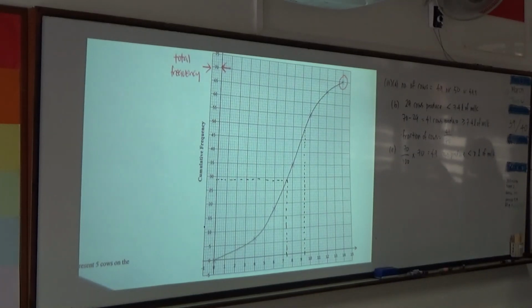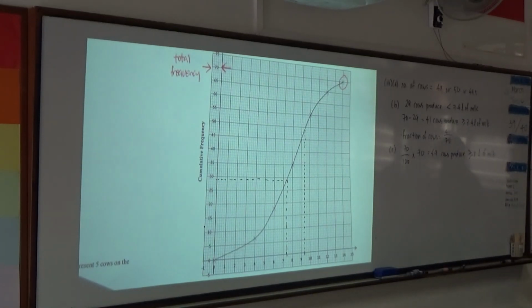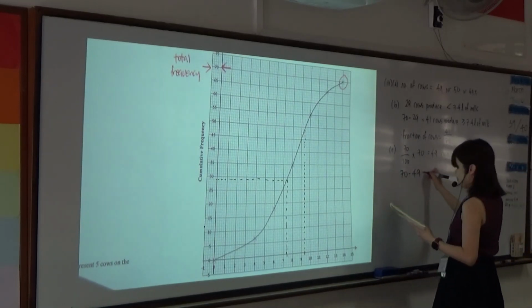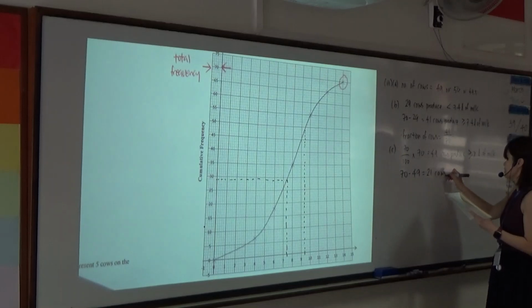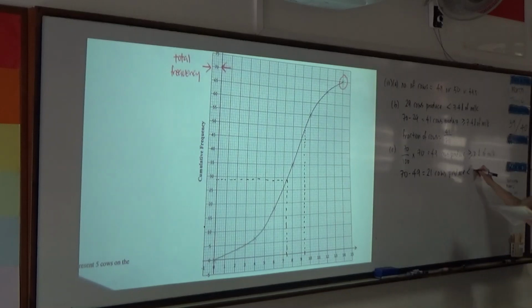Wait, 70% at least, sorry. So 70% means 49 cows will produce at least X liters of milk. Then after that, we take 70 minus 49 to find 21 cows that produce less than X liters of milk. Let me cross check. That is here.